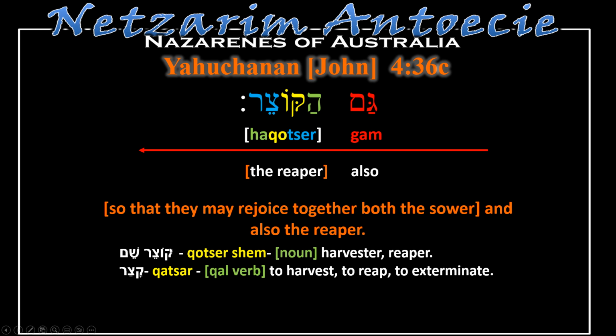So I've given you Kotser, Shem, which is often, they put Shem with it as well. And it's a noun, and it means harvester or reaper. And again, Katsar, a cold verb to harvest, to reap, to exterminate. I guess that means like to remove. And then we read it. Gam ha kotser. Also the reaper.